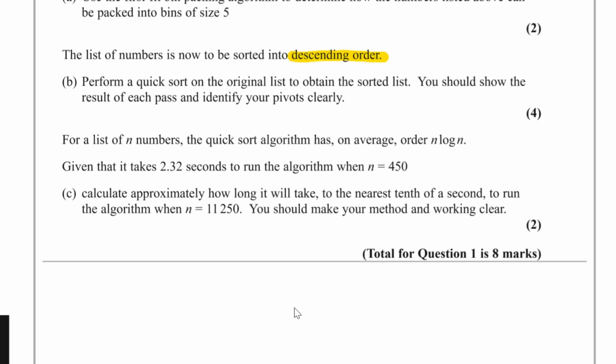For part C, for a list of n numbers, the quicksort algorithm has on average order n log n, and given that it takes 2.32 seconds to run the algorithm when n equals 450, we have to calculate approximately how long it will take to the nearest tenth of a second to run the algorithm when n equals 11,250. You should make your method and working clear.